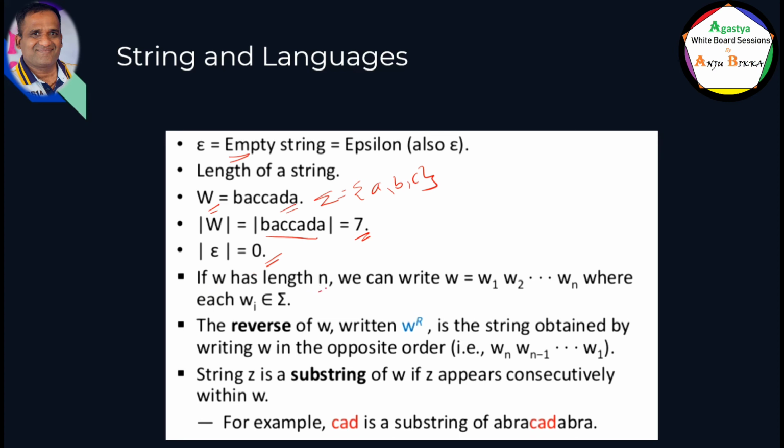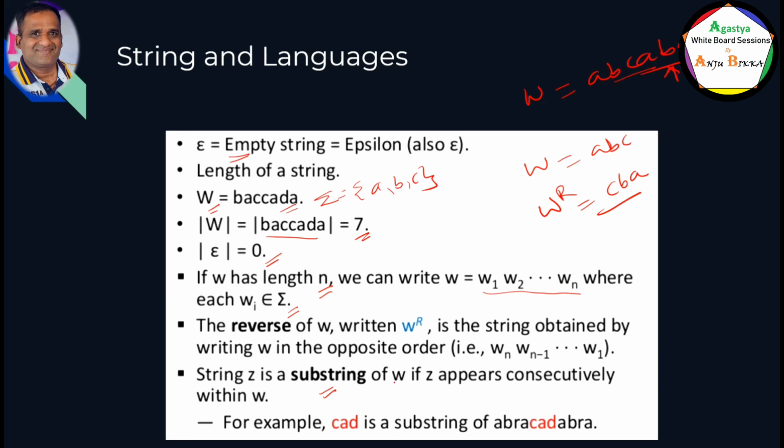If W has length n, we can write W equal to W1 W2 up to Wn, where each Wi belongs to sigma. Then the reverse of a string: if W equals ABC, then the reverse of W equals CBA. Then the substring: for example, if W equals ABAC, then what are the substrings of W? We can take CAB as a substring, or BCA as a substring.